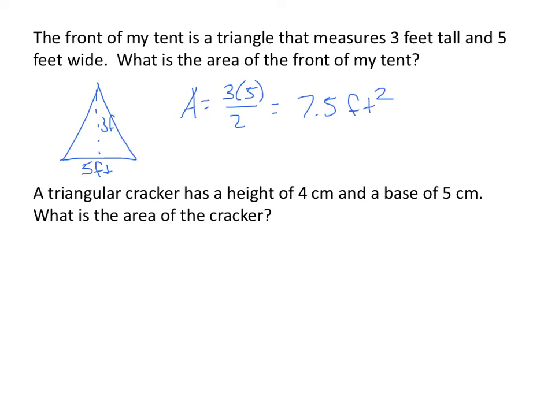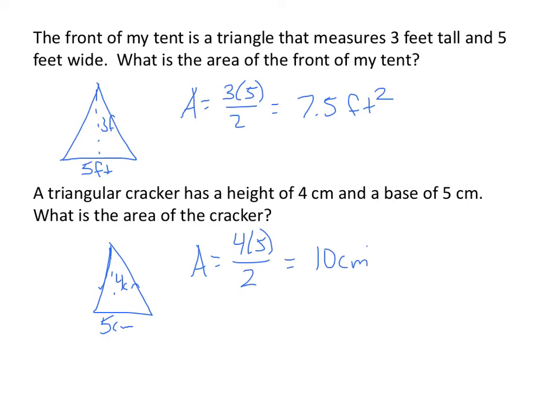A triangular cracker has a height of 4 centimeters and a base of 5 centimeters. What is the area? So if I draw a picture, there's my triangle. Its height is 4 centimeters. Its base is 5 centimeters. So its area is equal to 4 times 5, which would be 20, divided by 2, or 10 centimeters squared.